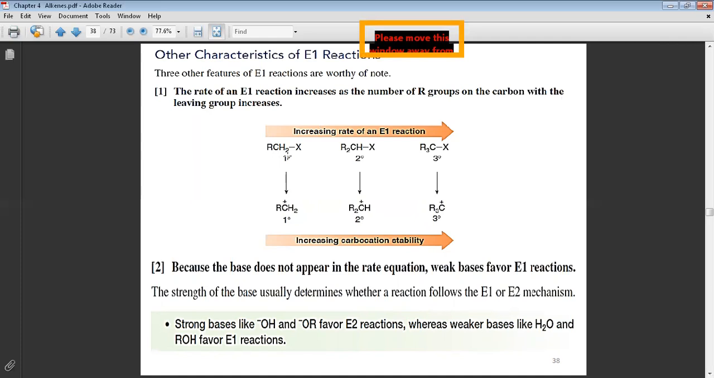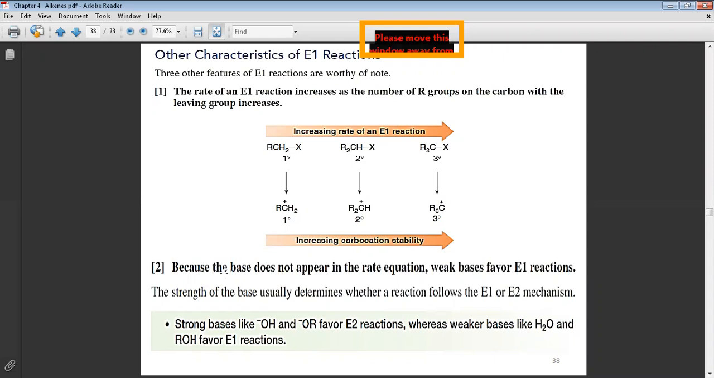Look here, this is a primary alkyl halide, this is a secondary alkyl halide, this is a tertiary alkyl halide. That means the rate of reaction increases. Why? It depends on the stability of the carbocation. Tertiary alkyl halide gives you a tertiary carbocation, secondary alkyl halide gives you a secondary carbocation, primary alkyl halide gives you a primary carbocation. That means the more stable the carbocation, the faster the reaction, and it will be easy to give you the product. Okay, this is the first one about the alkyl group.